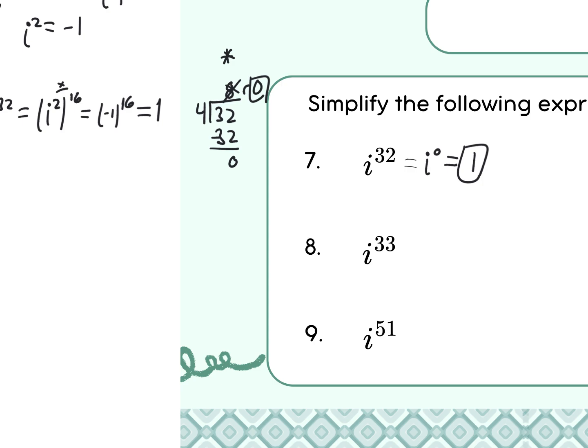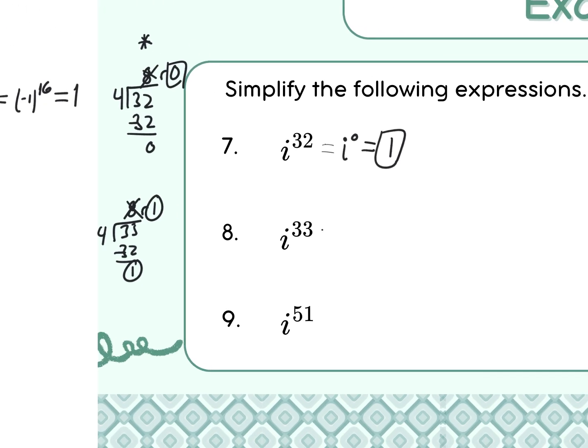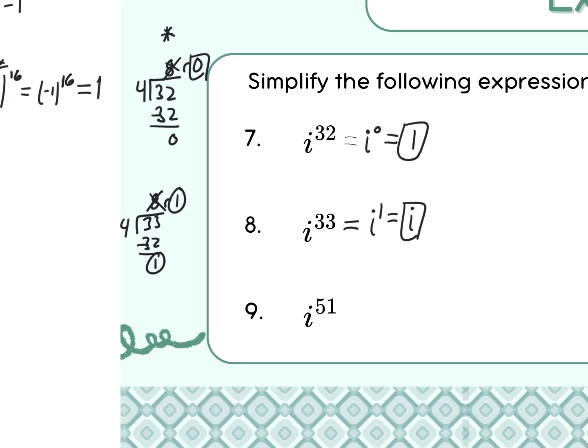So I'm going to do my long division method. I'm going to do 33 divided by 4. And I know 4 is going to go into 33 8 times, but when I do my long division, I get 1 as a remainder. So my remainder is 1. Again, I don't care about that 8, I just care about the remainder. So i to the 33 is going to be the same as i to the first, but i to the first is just i. All right? Hopefully pretty simple. Hopefully we're seeing the idea.